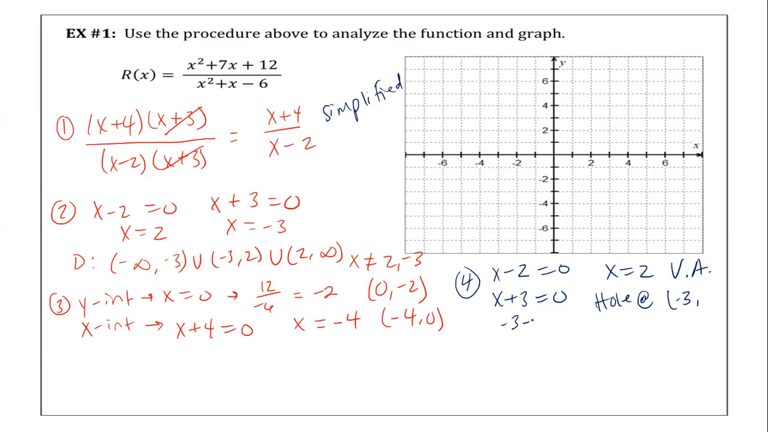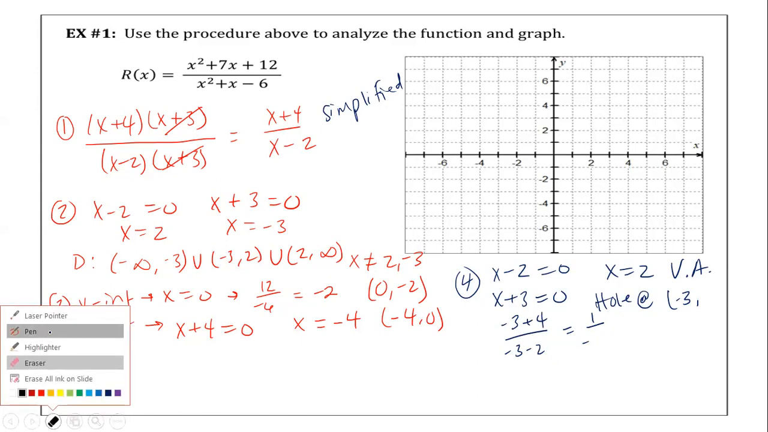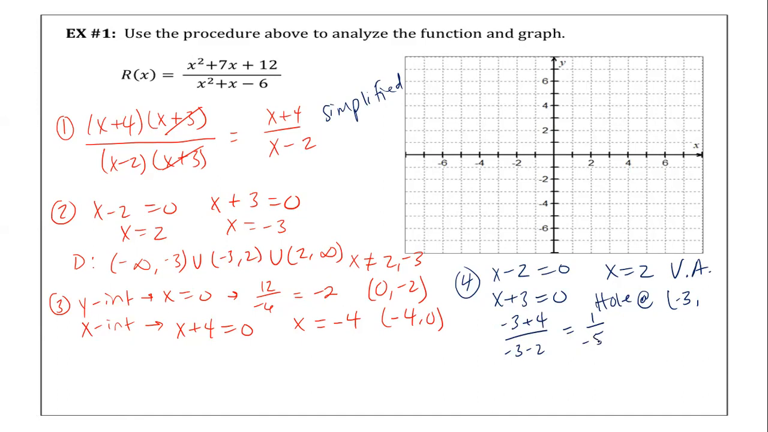So we have -3 plus 4 over -3 minus 2, which gives me 1 over -5. So my exact hole is located at -3, -1/5.